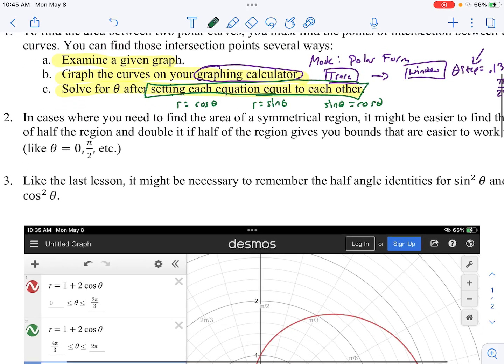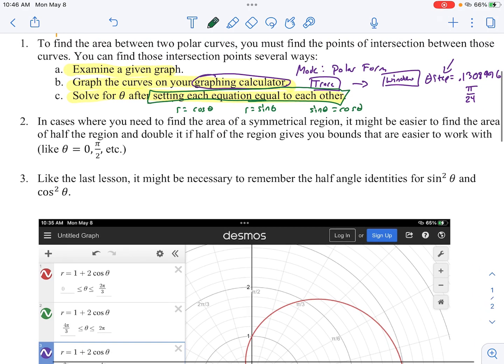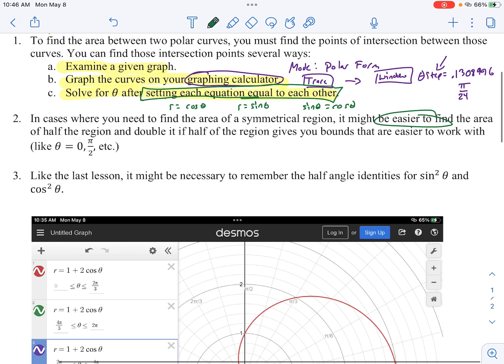Okay, I want to read a little bit more, then I'm going to do an example with you. Number 2, in cases where you need to find the area of a symmetrical region, it might be easier to find the area of just half the region and then double it.